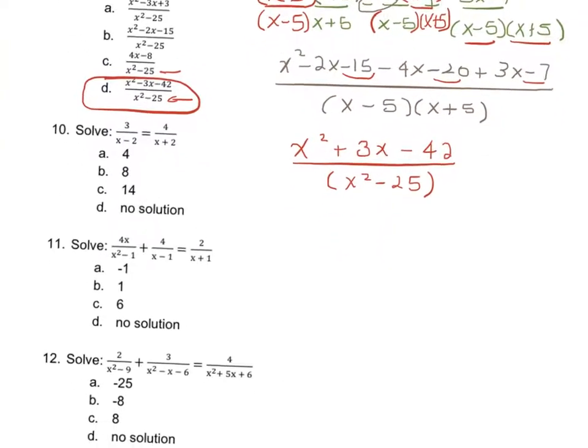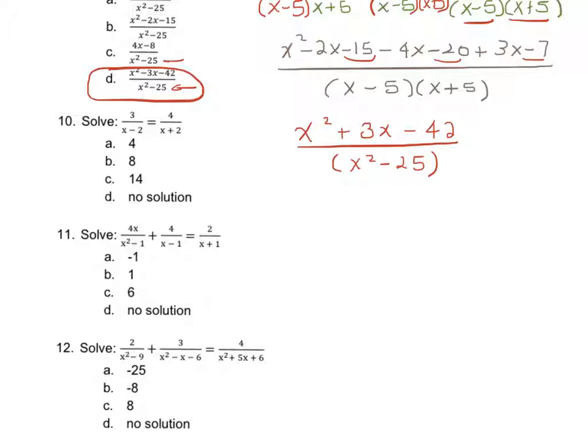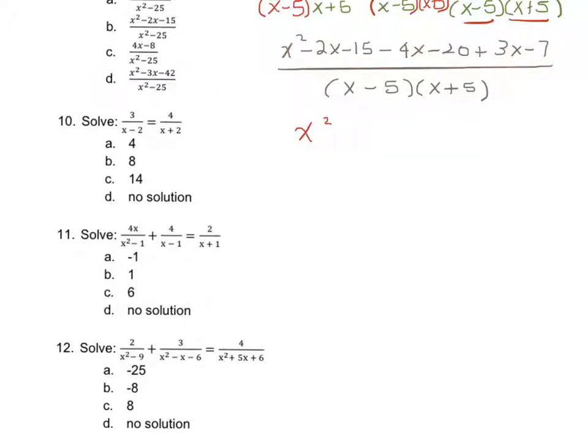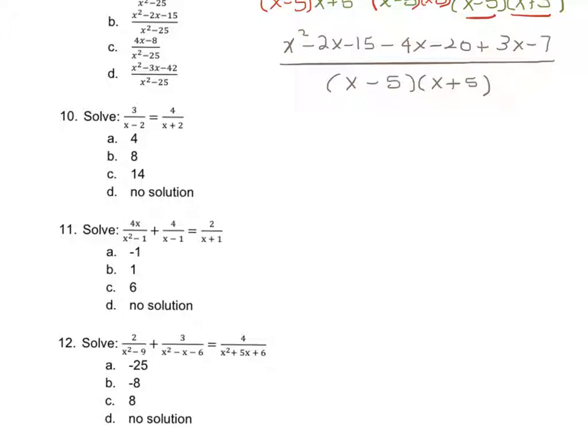Alright, moving on to number 10. Let's erase a little bit of this stuff so we have some room. Problem 10. This one is a solved problem, and since I have a fraction equal to a fraction, I'm just going to cross multiply. I get 3x plus 6 equals 4x minus 8. I'm going to add 8 to both sides. It's 14. I'm going to subtract this 3x to the right side. Gives me x. And I'm done.